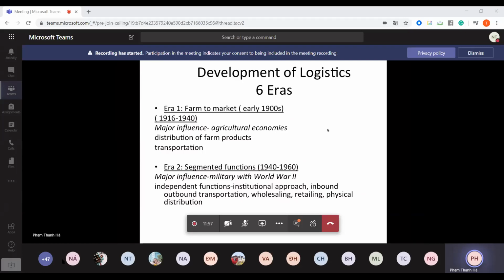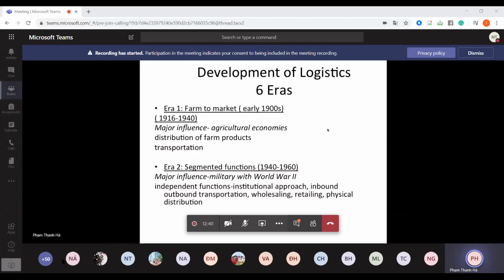The next era is from 1940 to 1960, where the major influence was the military with World War II. I think all of you still remember our history: we had World War I and World War II. So in the 20th century, from 1940 to 1960, of course we have to remind everybody about the military related to World War II. And the logistic activity at that time needed to focus on all the activity that could support that kind of work.